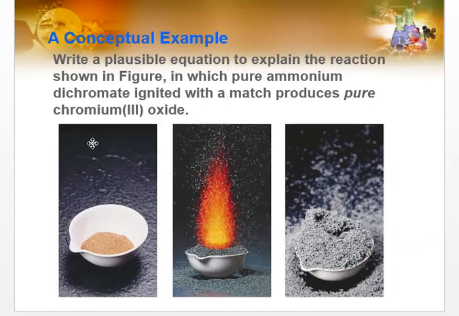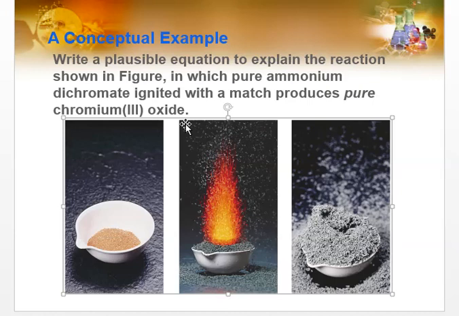Let us see. Write a plausible equation to explain the reaction shown in the figure, in which pure ammonium dichromate ignited with a match produces pure chromium 3 oxide. But this is a picture from the experiments of the decomposition of ammonium bichromate.